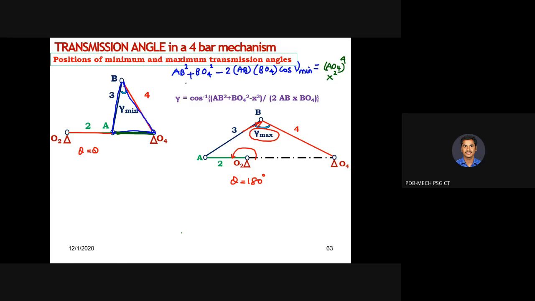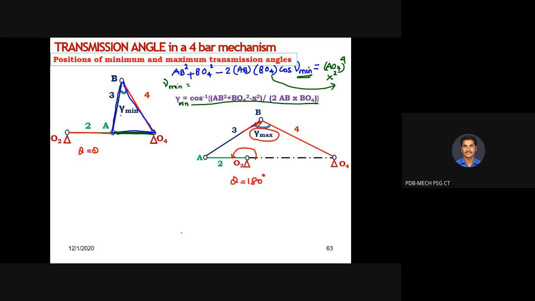Now, except cos gamma, if you take everything else to this side, you will be getting this equation. I retain gamma alone on the left hand side and take everything else to the right hand side, and you will be getting this one for the minimum transmission angle. For getting the maximum transmission angle also, the same equation can be used, but what will x become?